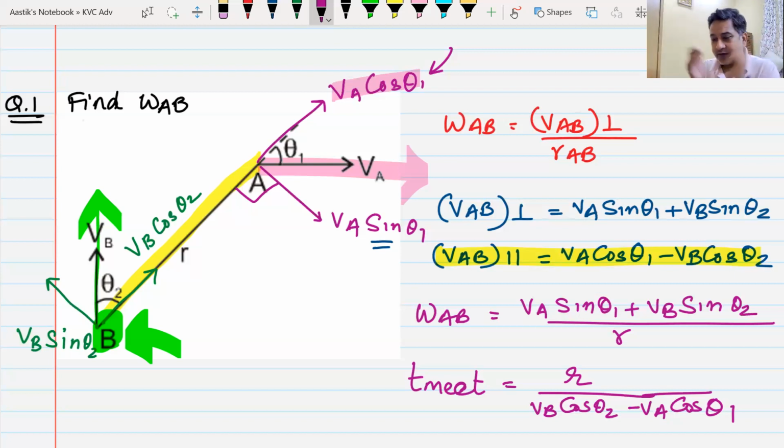You don't have to look for the perpendicular component. We have to just look for the catching component. I hope this has made sense. Yes or no? Yes, sir.